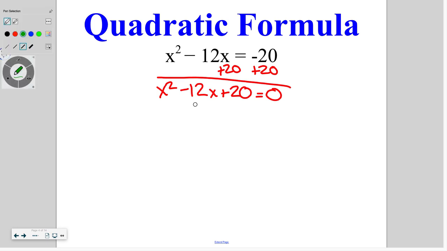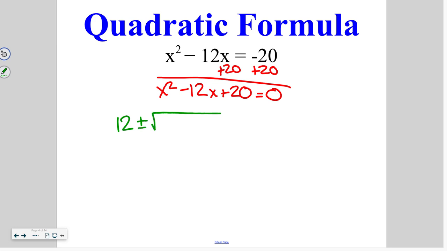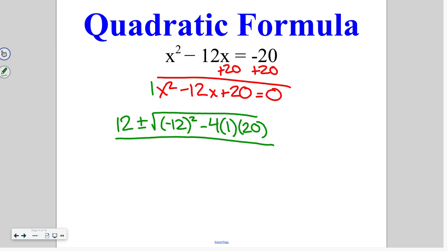So I'm going to take the negative, aka the opposite of my b value. So I'm going to have 12 plus or minus the square root of my b value squared, so negative 12 squared, minus 4 times a, which in this case is 1, times c, which is 20, and that whole thing is going to be divided by 2 times the a value. There's a lot going on in this equation, so it's very difficult to plug into a calculator at this point. So what you're going to want to do is a few simplification steps.